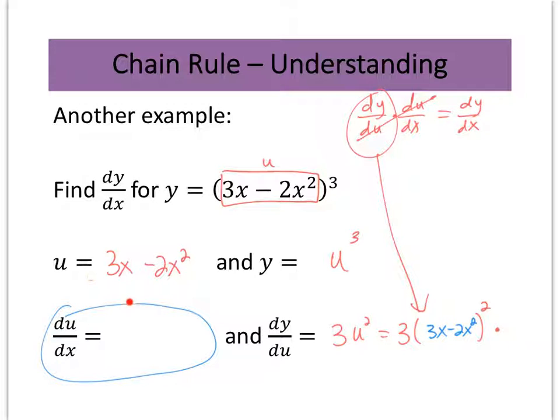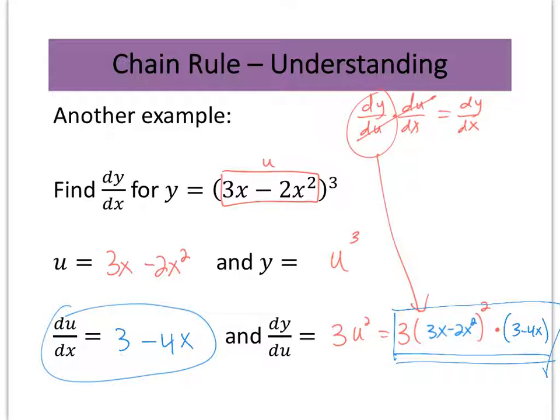Now, I don't have du/dx yet, but I can get it really easily by taking the derivative of this top thing. If I take the derivative of this, I get this, and so I'm going to do that in blue. It's 3 minus 4x. So times (3 minus 4x). And the nice thing to do would be to make it a little bit cleaner, but for now we're just getting the theory and the understanding. And so this is dy/dx because I've multiplied dy/du and du/dx. Hopefully this logic makes sense, and if it doesn't, watch it again.